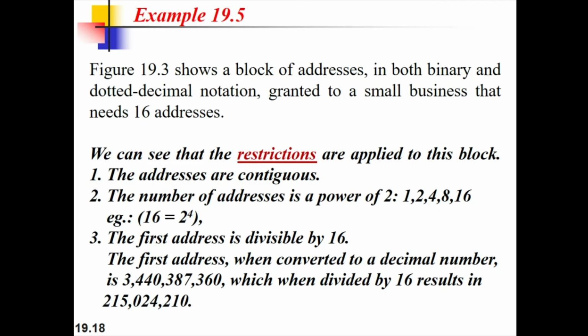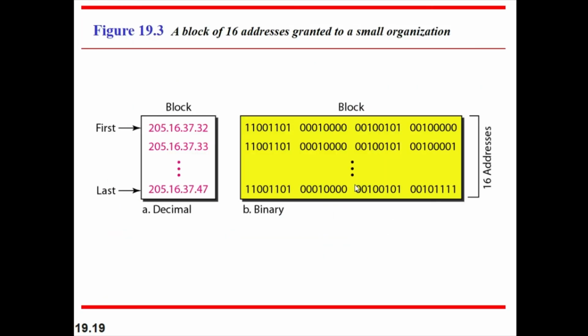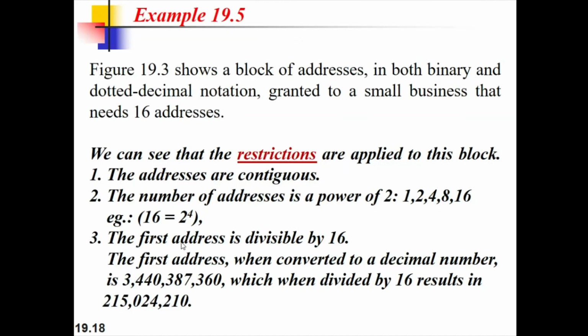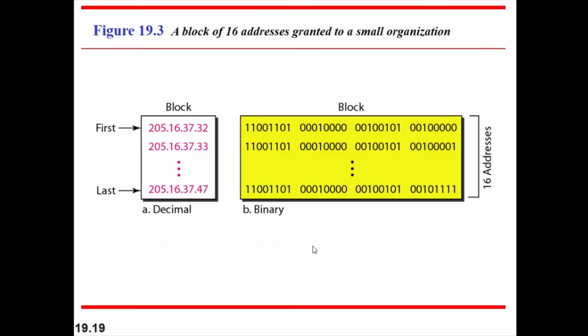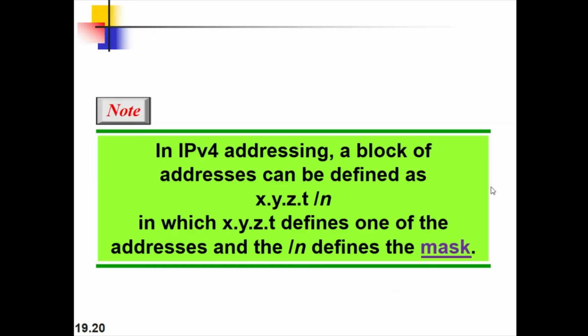Okay, based on this one, the addresses are contiguous. The number of addresses is a power of 2. For example, the number of addresses is 16, and 16 is a power of 2. The first address must be divisible by 16. So 32 can be divided by 16.